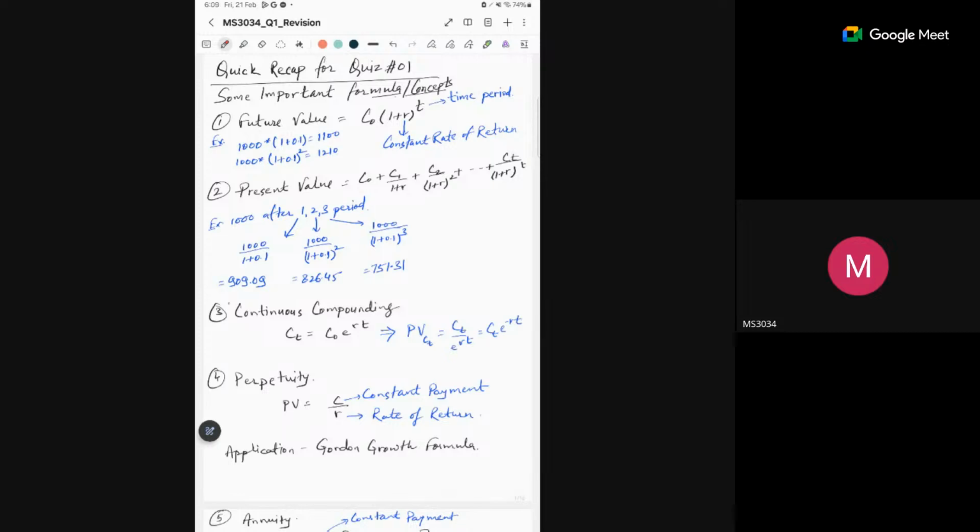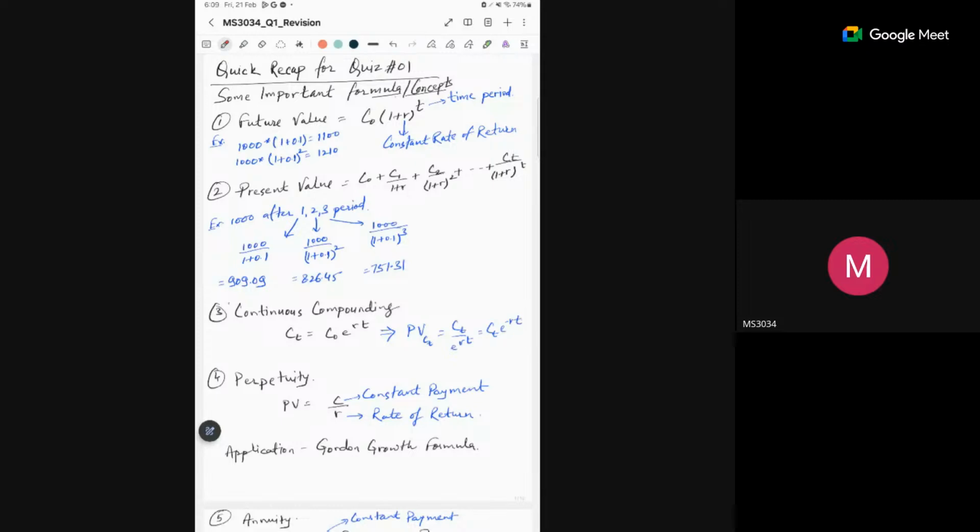So I will first recap some key concepts which we learned in weeks 1 to 4, and then I will be solving some questions, and then I will be taking your doubts and questions if there are any. Okay. So in the first week we gave a general introduction about what this course is about, and from the second week onwards we started discussing some concepts like future values, present values, capital budgeting rules, annuities, perpetuities.